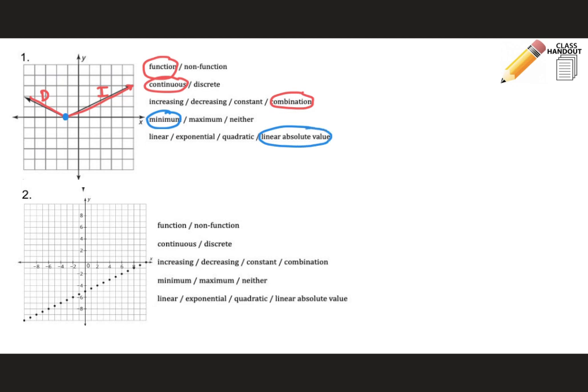All right, looking at number 2, like the previous one, doing the vertical line test, if we draw a bunch of vertical lines, it's never going to touch our function more than once. So this is a function. This one is discrete because it's dotted.